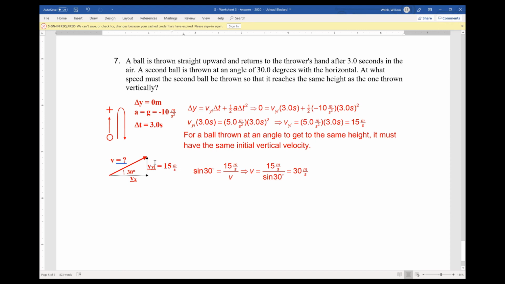And if you know the vertical is 15 and you know the angle is 30, you're trying to find the hypotenuse. You're trying to find what you would actually throw it at. And the sine of that 30 would be opposite over hypotenuse. So solving for the hypotenuse would be opposite over sine of 30. And you would find you'd have to throw it at 30 meters per second in order to get it to the same height if you only launched it at a 30-degree angle or threw it at a 30-degree angle. Questions on number 7?